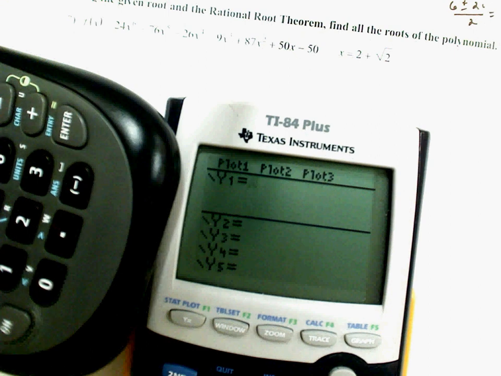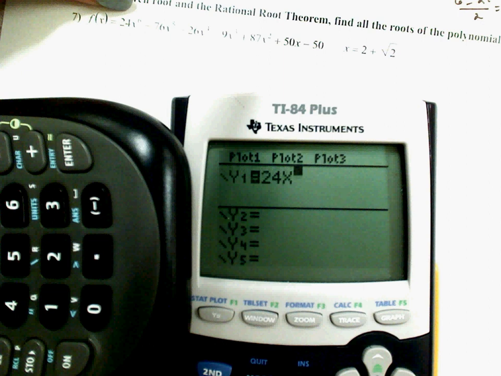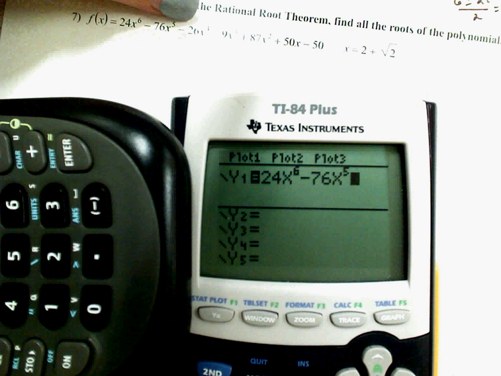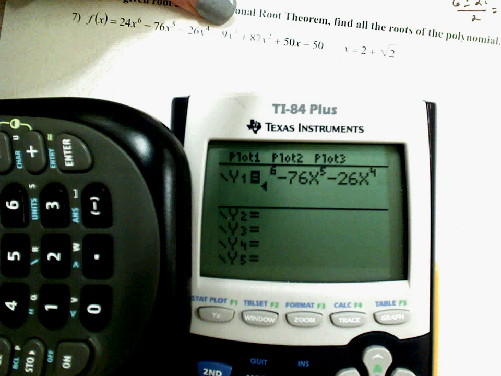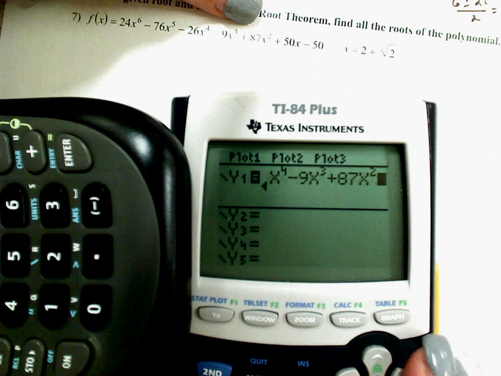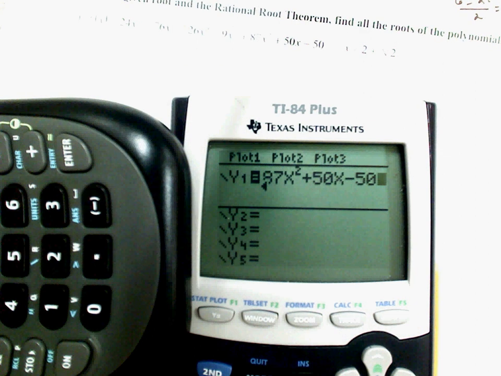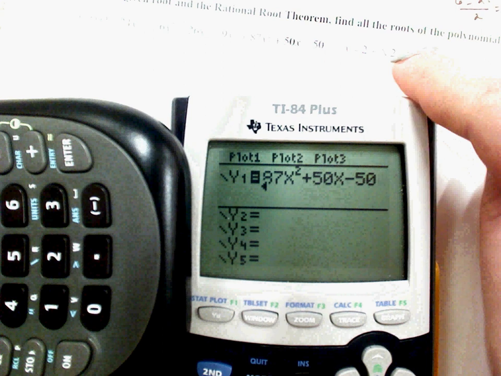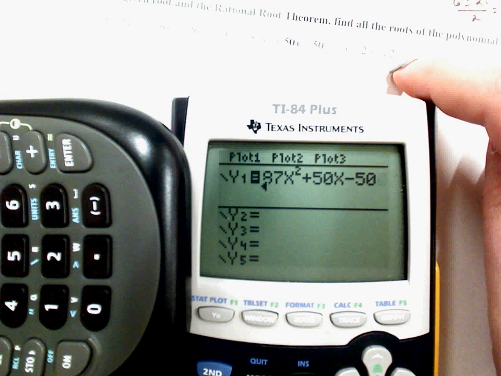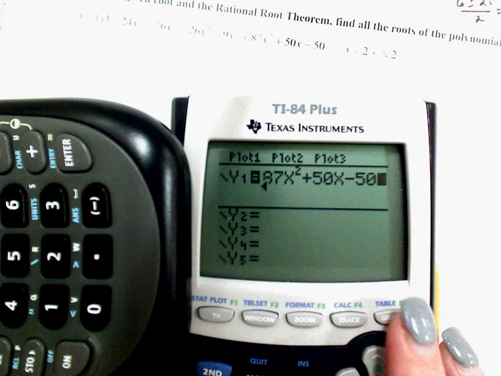24x raised to the 6th minus 76x raised to the 5th minus 26x raised to the 4th minus 9x raised to the 3rd plus 87x squared plus 50x minus 50. So I know that there are 6 roots because the degree is 6. I know 2 of them, 2 plus or minus the square root of 2 from that right there. So I need to find 4 more. Oh, just kidding. So let's see.